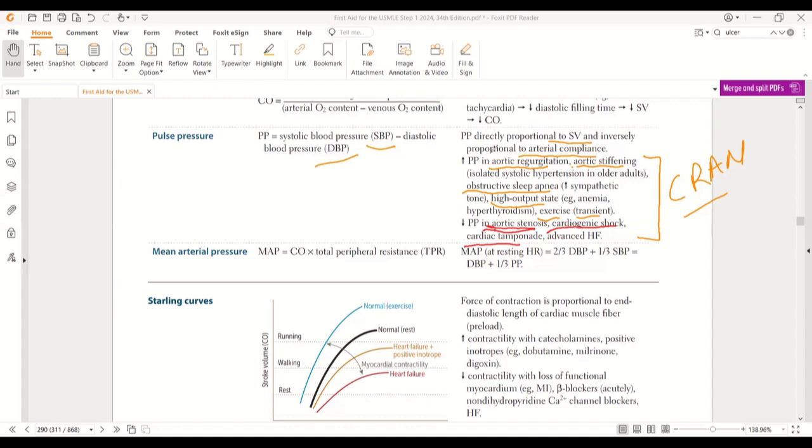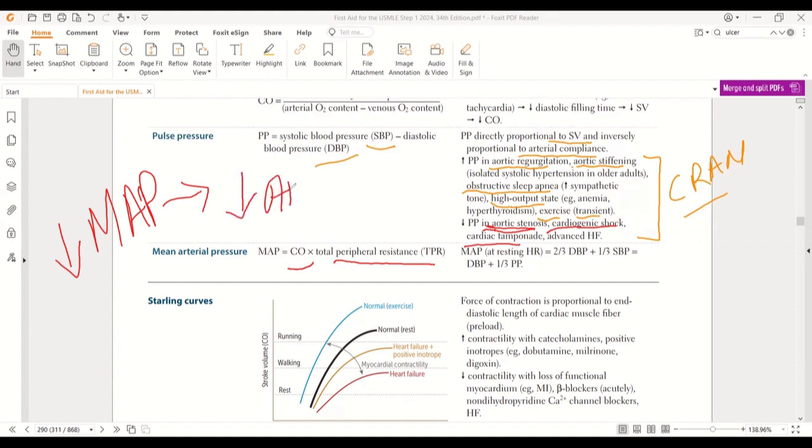So this is the mean arterial pressure. The mean arterial pressure is basically cardiac output multiplied by TPR, total peripheral resistance. We will discuss total peripheral resistance in detail in the next slide. So cardiac output times total peripheral resistance is equal to the mean arterial pressure. If there is a decreased mean arterial pressure, what happens to the afterload? Decreased afterload, right? Yes.